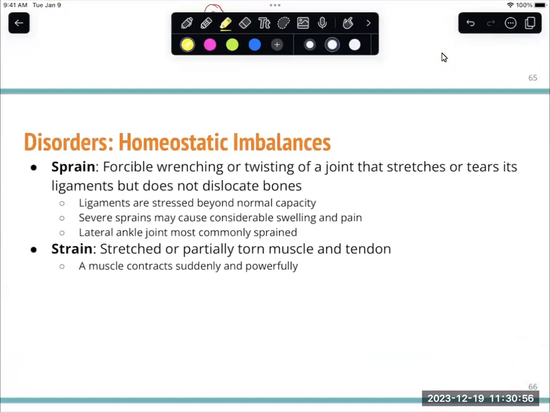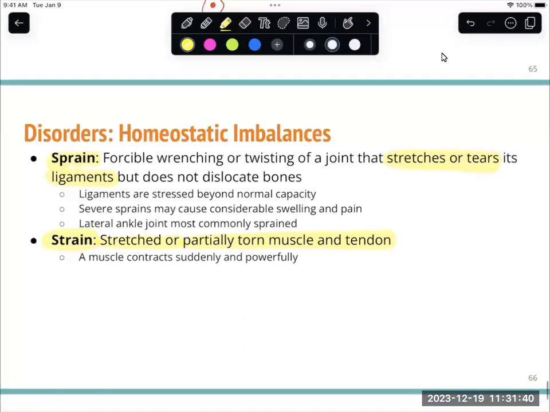Now, here is something, these are both test questions, knowing the difference, especially if you're going into nursing, physical therapy. You're going to see a lot of these. A sprain is to ligaments. So it's going to be an overstretched or torn ligament. A strain is a partially torn muscle or tendon. So sprain is ligaments, strain is muscle or tendons. They do have a difference.